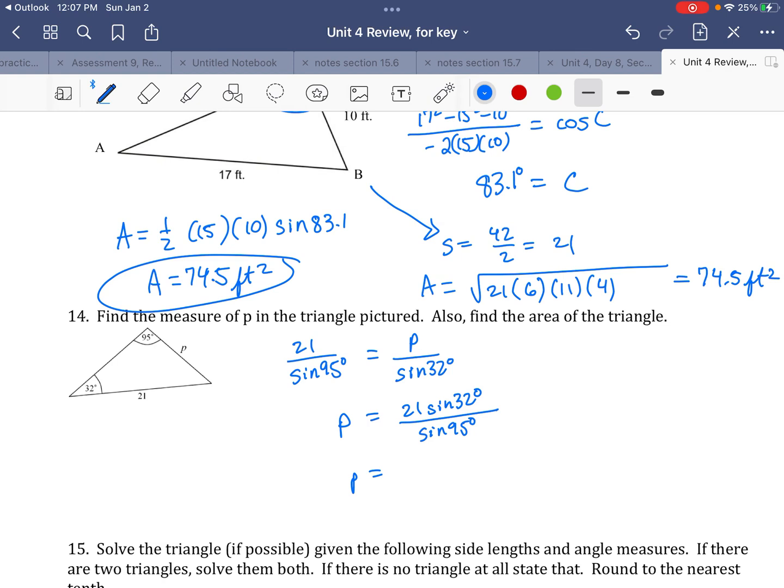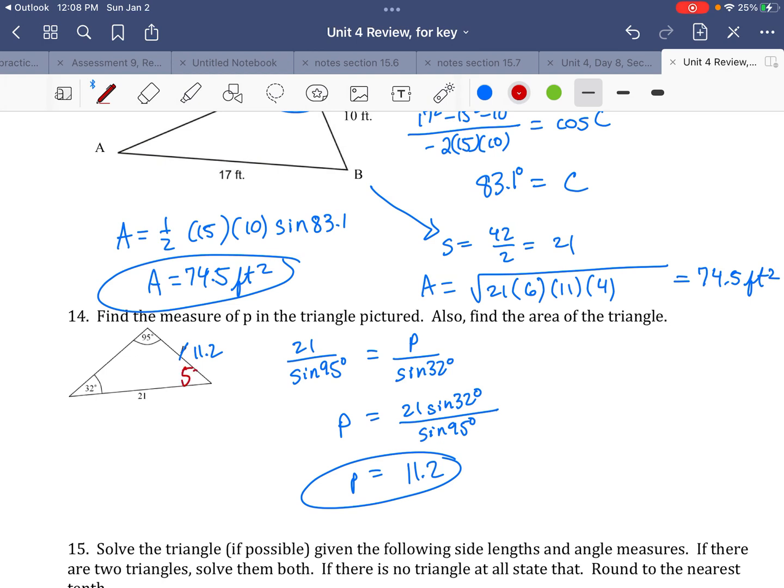So just get that put in your calculator. I got 21 sine 32. Make sure you're in degrees, but you probably still are. And sine 95. All right, 11.2, let's say. And that's it. Find the measure of angle P. So this is 11.2. And let's see, I can figure out that third angle, so 180 minus 32 minus 95.